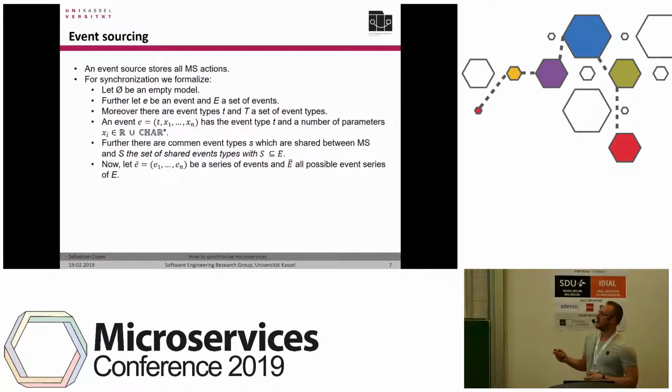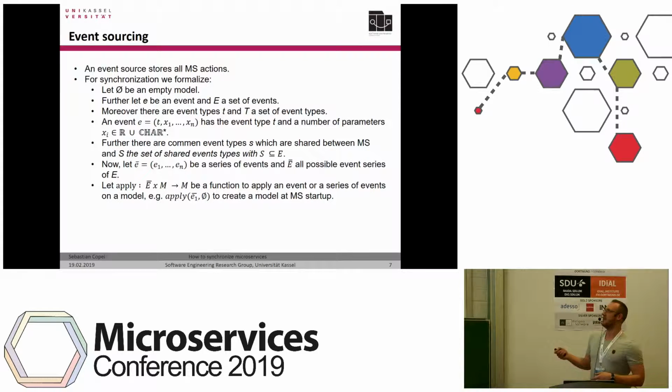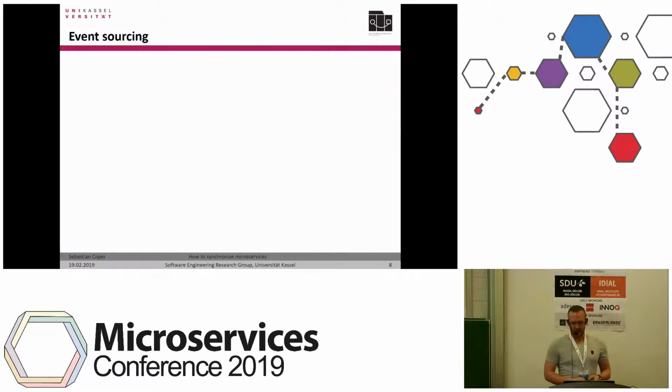Then we can put events together into a series of events, and this series of events can be applied on a microservice to generate models. We do this with a little function called apply, which does nothing more than take an event series and apply it on a model to get a new model. Here, as an example, we take the empty model, apply the event series E1, and we get the initial model of a microservice.